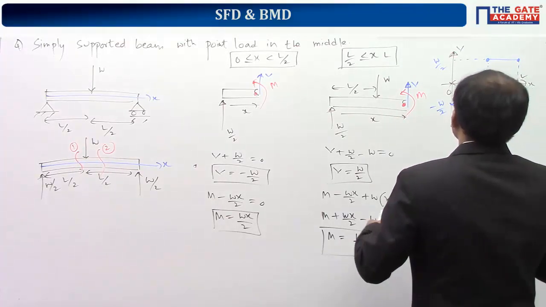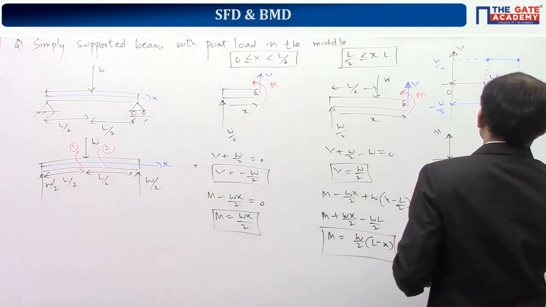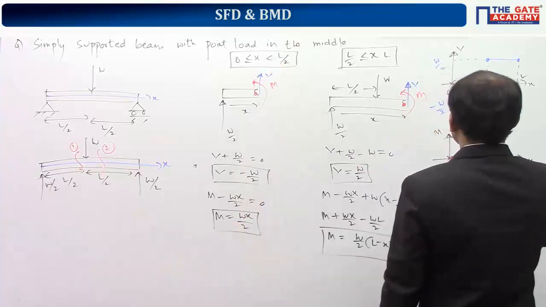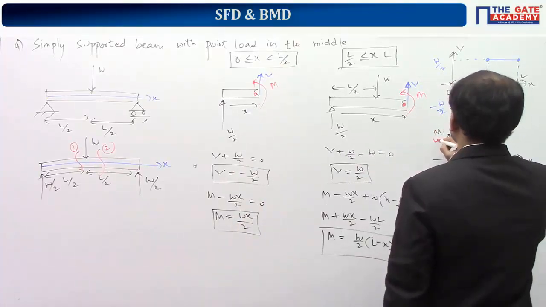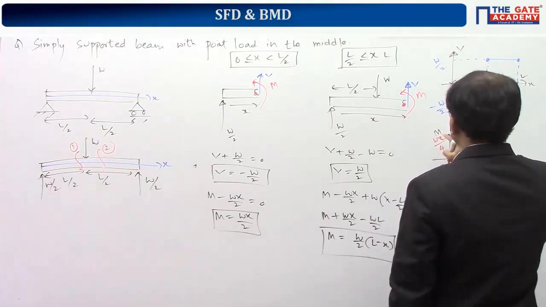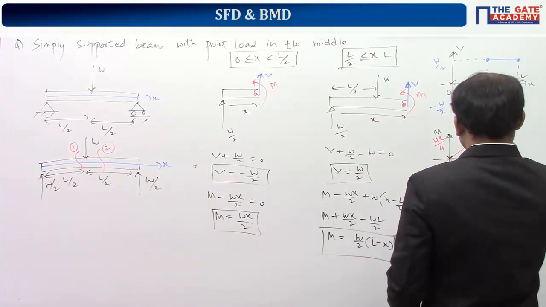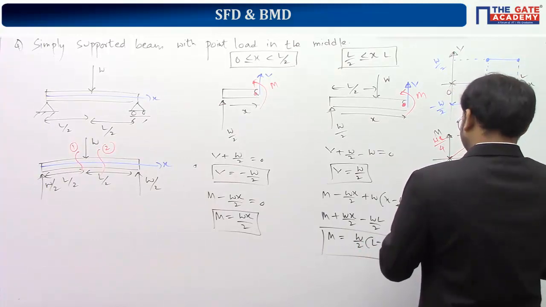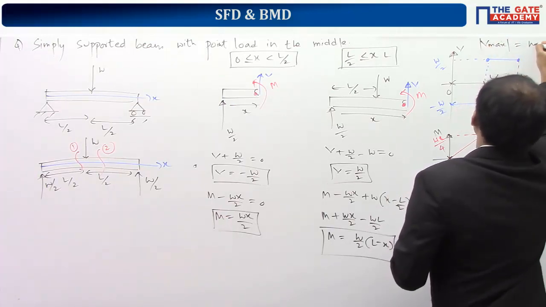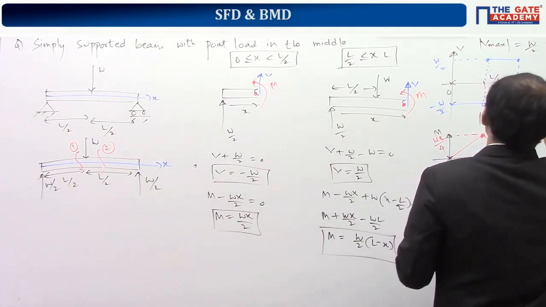Now if you take the bending moment, this is L. From 0 to L by 2 it is Wx by 2, a straight line. So x is equal to L by 2, you'll get it as WL by 4. And from L by 2 to L, you'll get it like this. So you'll get V max magnitude as W by 2. M max magnitude comes out to be WL by 4.